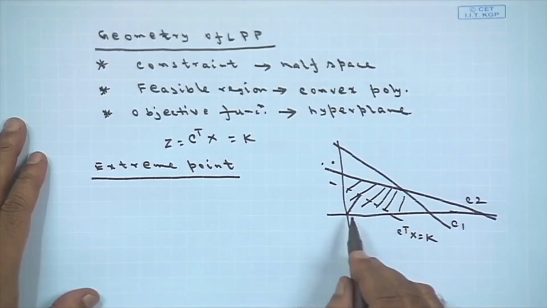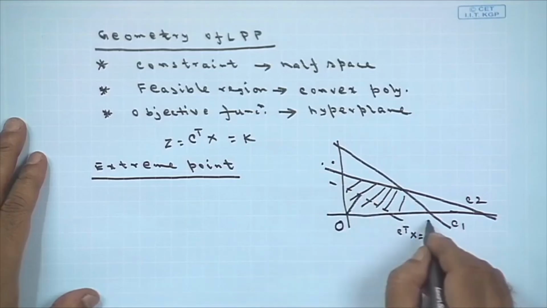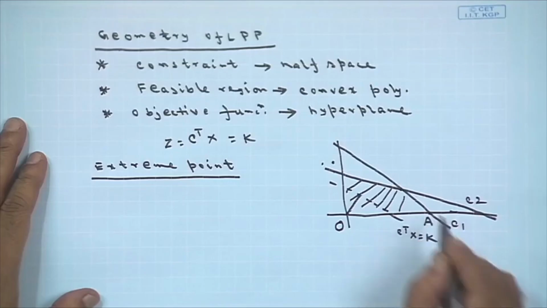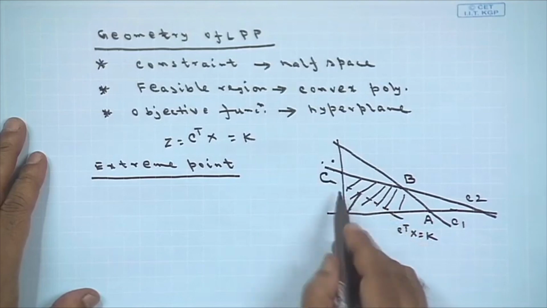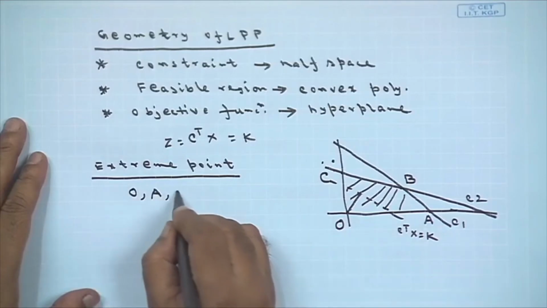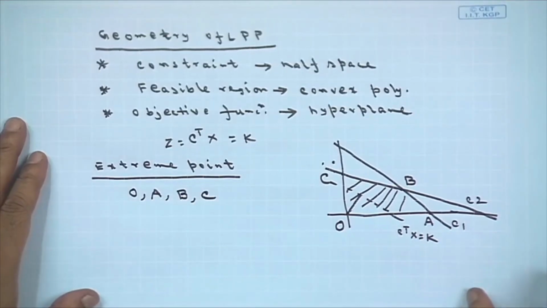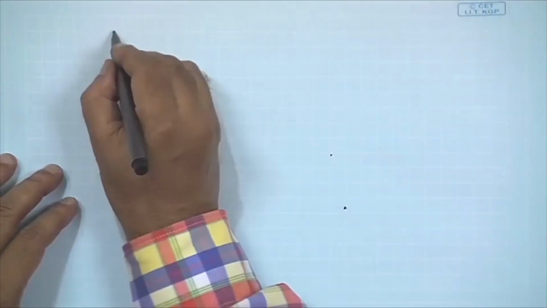And what are the extreme points? Extreme points will be the intersection of the boundaries of these 4 lines. So, the intersection you can obtain at O, at this point A, at this point B, and also at this point C. So, your extreme points will be O, A, B and C. These are the extreme points of your problem, which we have discussed earlier also.